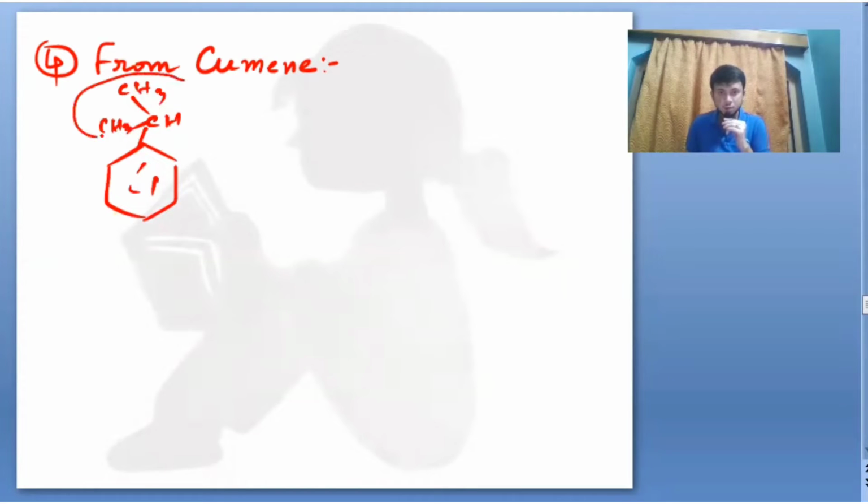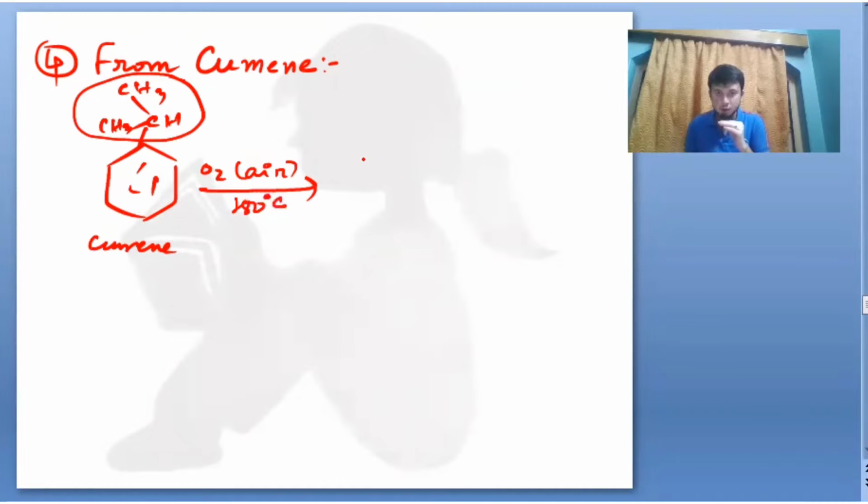What is cumene? Let us see it first. Cumene is like this. If this benzene ring has this group in place of one of its hydrogens, we will call it cumene. So let's write it. It is our cumene. Now we are oxidizing it, in aerobic condition, O2 air, we can just give it heat, 180 degrees Celsius. So what will it give us?